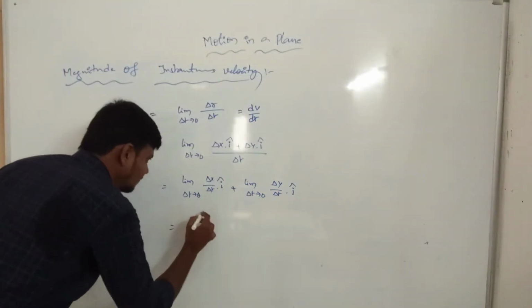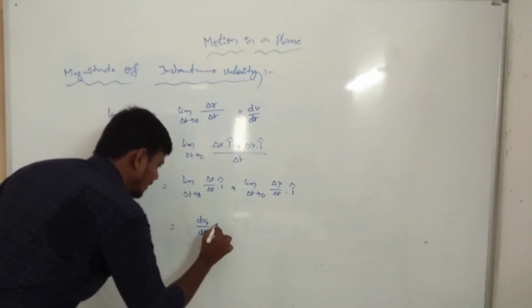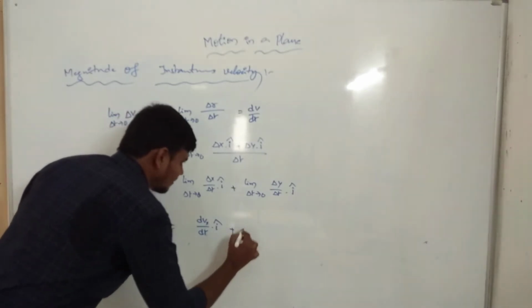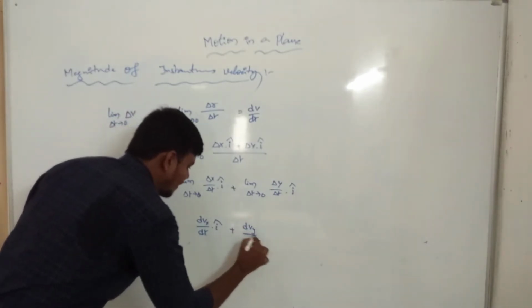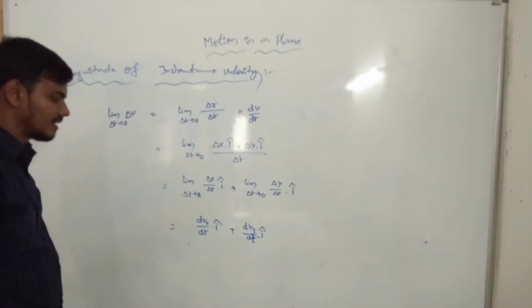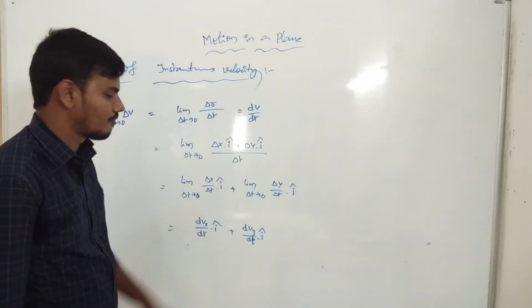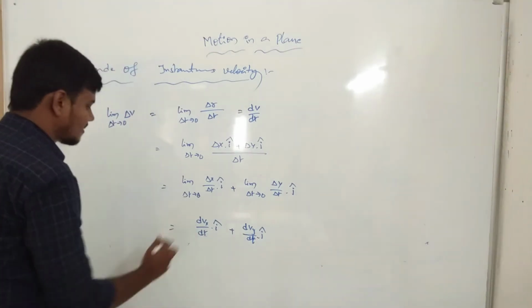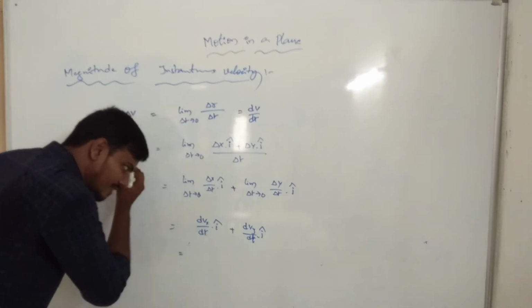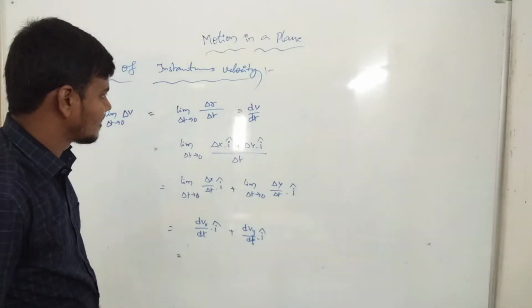Now dv by dt is dvx by dt into i cap plus dvy by dt into j cap, along the x-axis and y-axis. This formation is known as the rate of change of velocity.